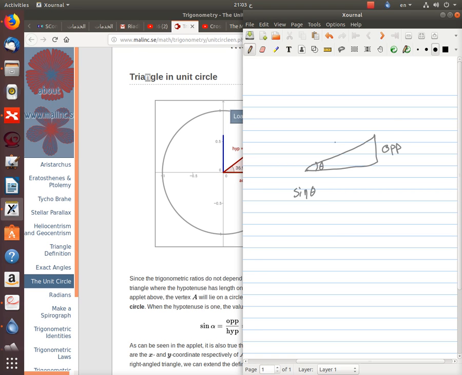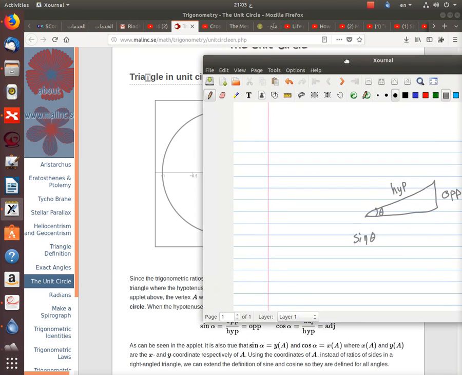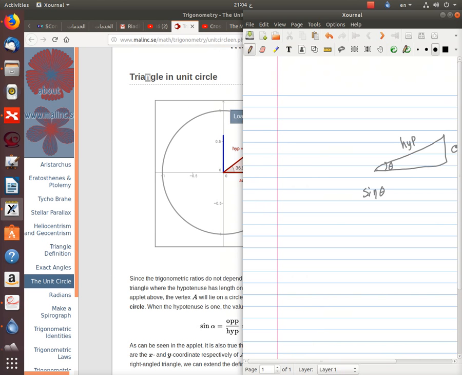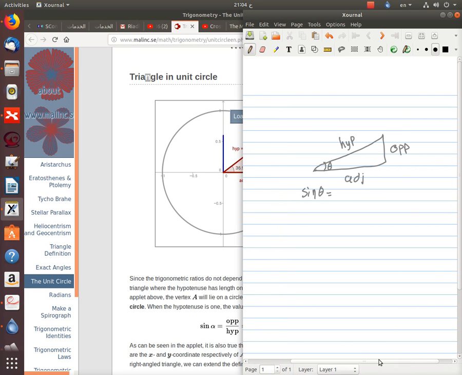this is the hype, I do not know its name in English. This is the hype, and the other one is the adjacent, okay. So sine of this angle, is this the opposite? So this line is the opposite of this angle. So you say opposite over hype, okay.